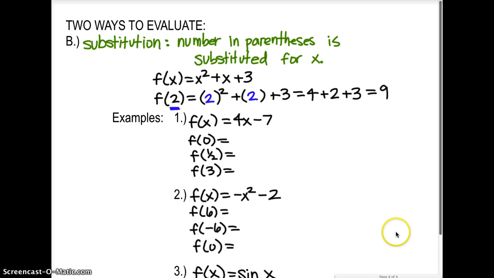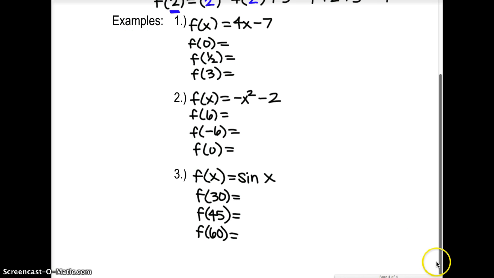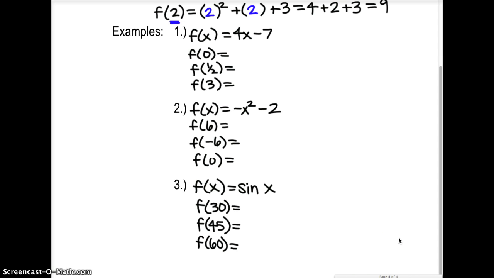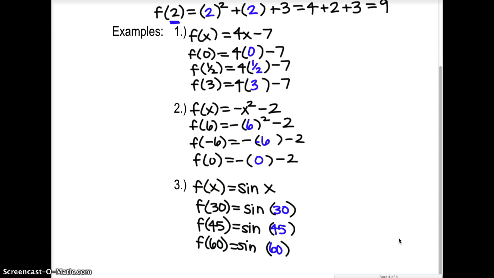There's a bunch for you to try here. Give yourself a good shot at them. Your calculator needs to be in degree mode for the last one. So push pause and make it happen, people. Okay, let's see how you did.